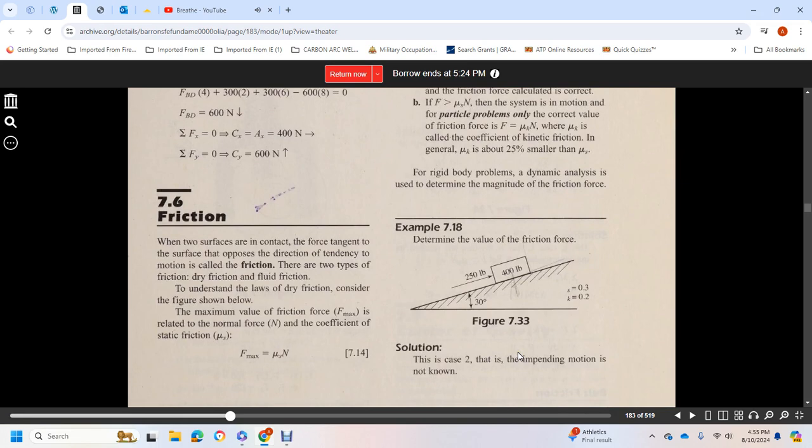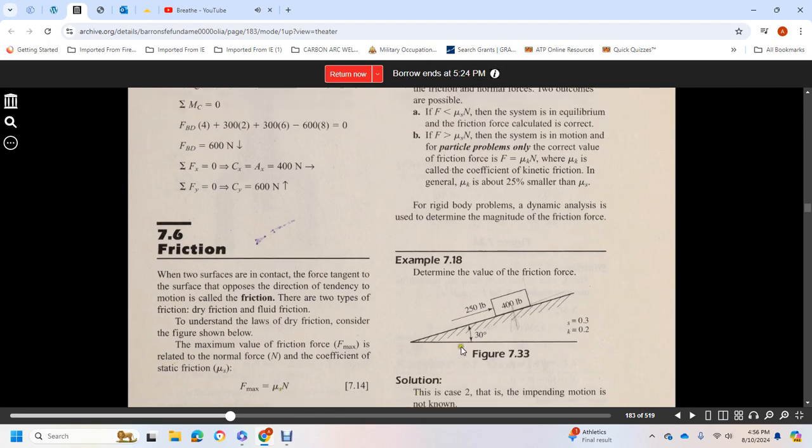Alright, 7.6 friction. A force tangent to the contact surface of two surfaces that opposes the direction of motion is called friction. There are two types of friction: dry friction and fluid friction. To understand dry friction, consider the figure shown below with the maximum value of friction force. Friction max is related to the normal force and the coefficient of static friction, μs. F max is equal to the coefficient of static friction times the normal force.